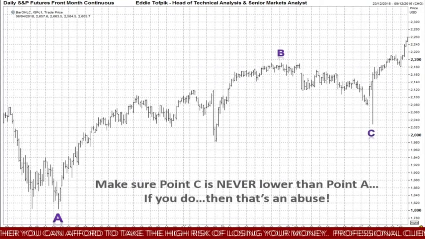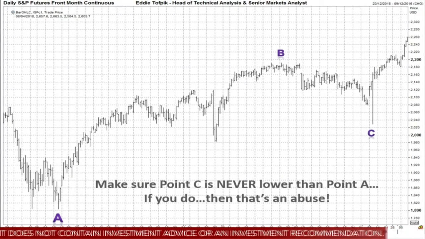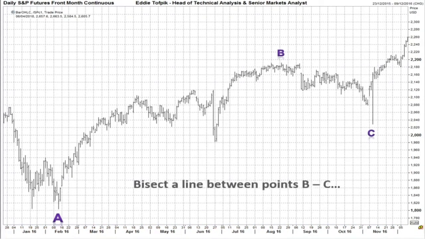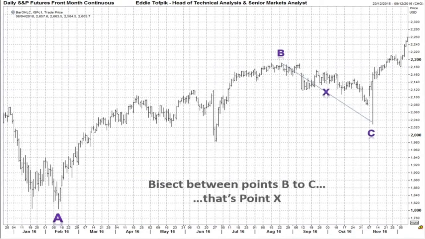Now, it's very important to make sure point C is never lower than point A. If you do, it's an abuse. Ignore it. It's not applicable. There are so many people who do that sort of drawing, but it's not applicable. C has to be above A. Simple as that. This is for a bullish one. Then you bisect the line between points B and C, and that gives you point X in the middle. With me so far? And that's absolutely midpoint.